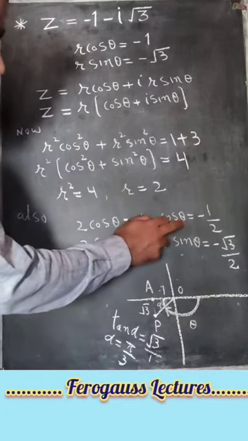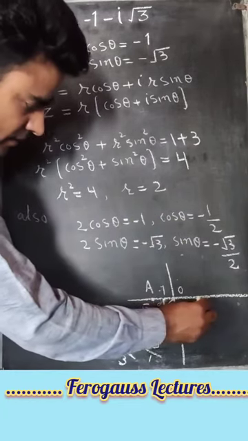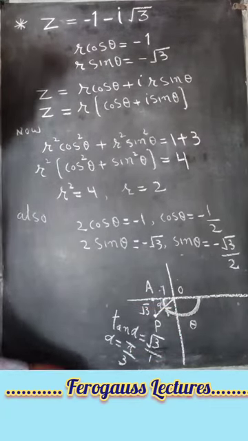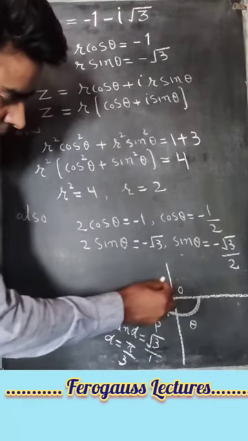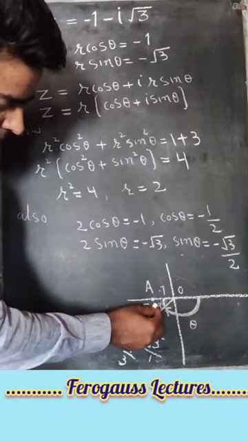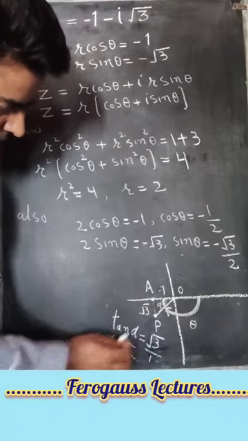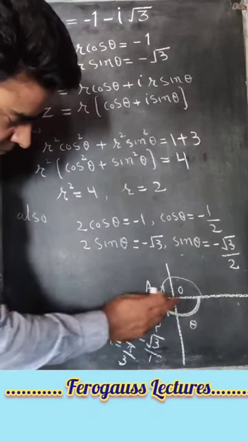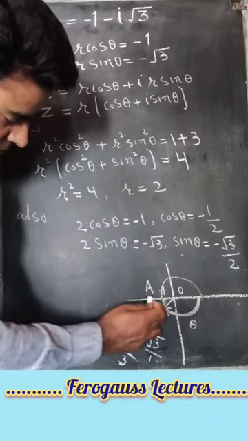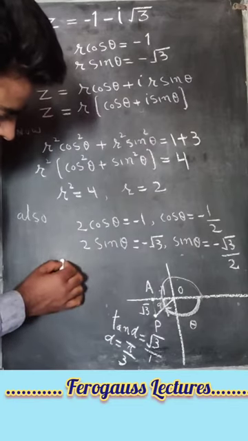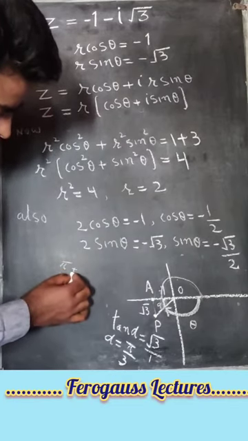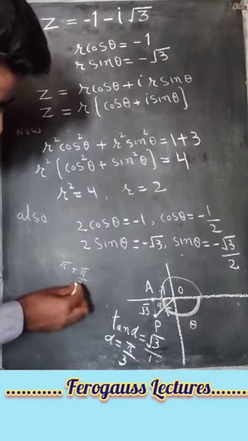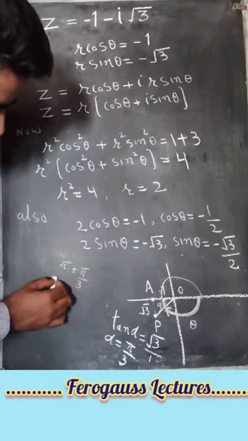Now we have to find theta, and theta is this angle. Now we know that this angle is pi, then we have pi plus pi by 3. So this angle is pi plus pi by 3, that is equal to 3 pi plus pi, that is 4 pi by 3.